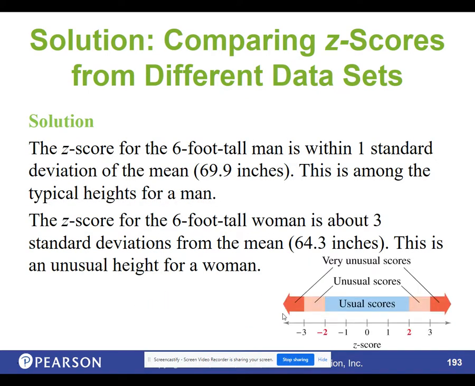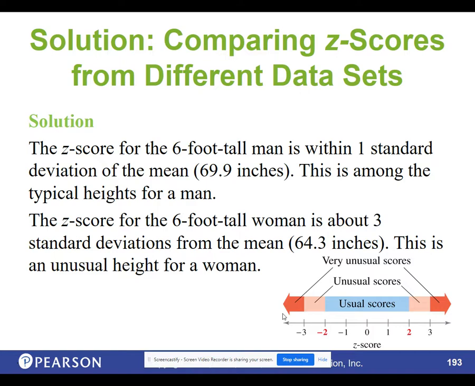Here's the last thing. I want you to write this one down. This little chart on the bottom. Anytime you get a z-score that's between -2 and 2, that's normal. That's highly likely. That's 95% of our people.